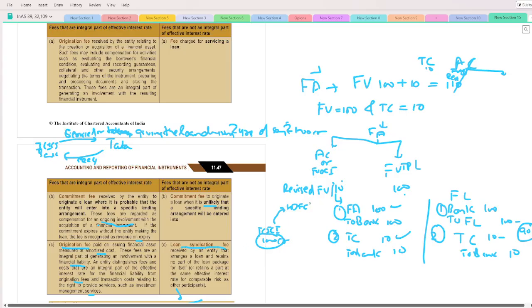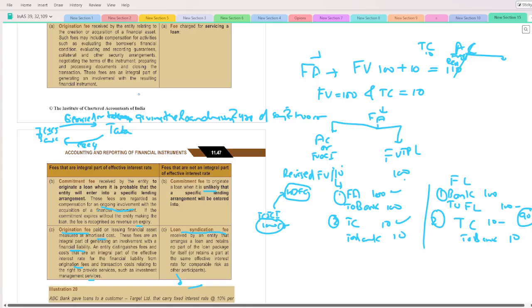If SDFC says yes, then ICICI Bank will be charging some fees, because ICICI Bank has taken the pain to enter into an agreement with Tata. Just for SDFC Bank reaping that benefit, ICICI Bank will be charging the fee. So this is a loan syndication fee, and it will not be an integral part of the effective interest rate. But ultimately the takeaway is that the transaction cost will be added to the financial asset for the amortized cost.